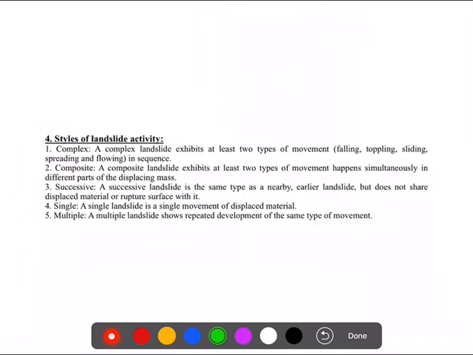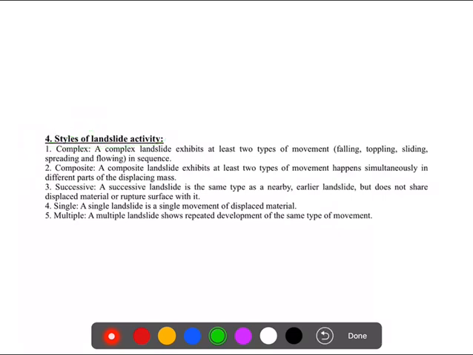So last is the styles of landslide activity. Activity is the happening of a particular event, and style is the way in which that event happens. There are again five types: complex, composite, successive, single and multiple.